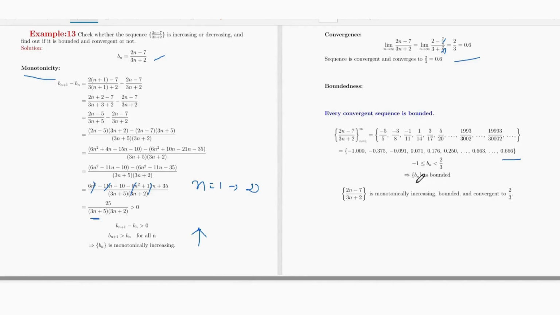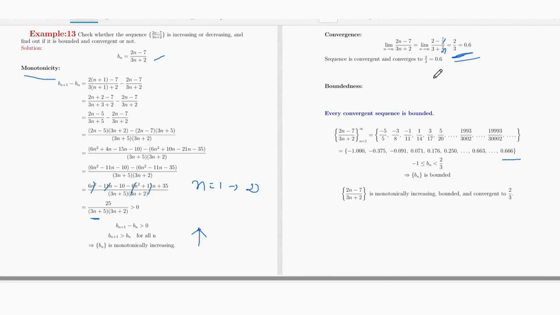So bn is a bounded sequence. And also from the definition of convergence, we conclude this sequence converges to the value 2 by 3. This is nothing but the upper bound of the sequence. It means as we move towards infinity, the value of the sequence approaches the value 2 by 3 but never exceeds the value 2 by 3.